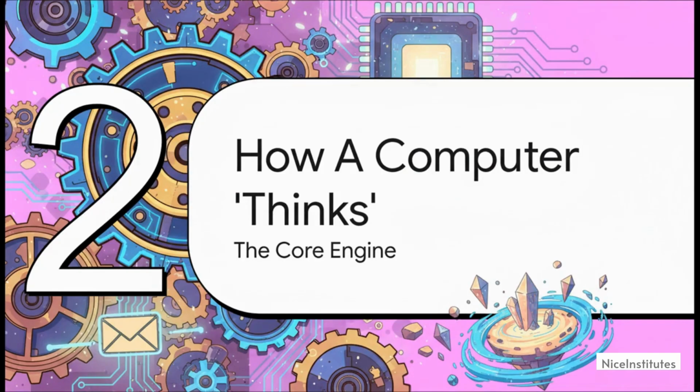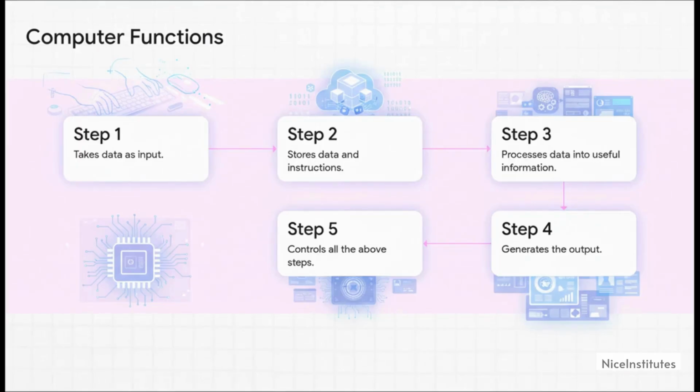So now that we know what it is, let's kind of pop the hood and see how it works. How does that whole processing thing actually happen? What's the engine that drives everything, from sending a quick text to exploring a massive virtual world? Turns out every digital computer on the planet follows these 5 basic steps.